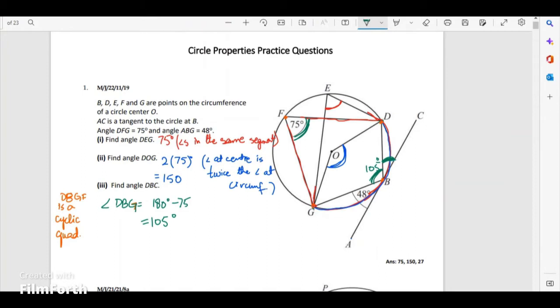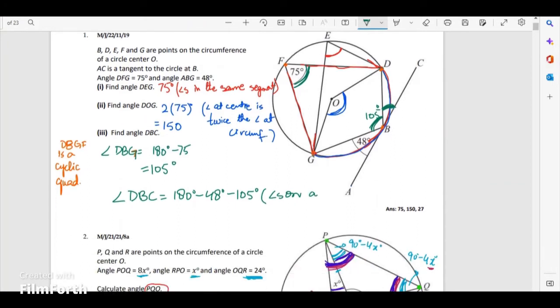So what I'm left with is now angle DBC. Angle DBC would be equal to 180 degrees minus 48 degrees minus 105 degrees. The reason being that these are angles on a straight line. So I get 180 minus 105 minus 48. 27 degrees is the answer I get here.